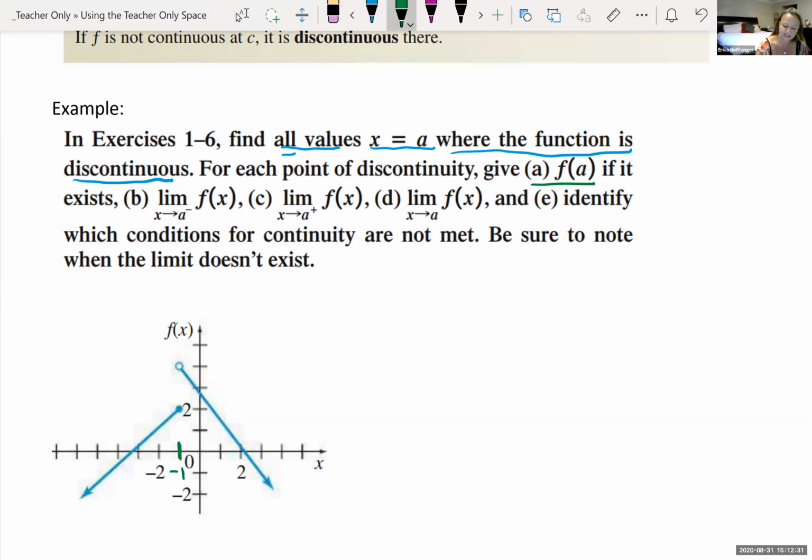Part A says find f of a. So we want to find f of a. In this case, our a value is equal to -1. This is where we're showing where we think it's discontinuous. And so we want to look at f of -1. So looking at f of -1, this is saying when x equals -1, what is your y value? What y value do you get back, or do you get a y value back? Does it exist?